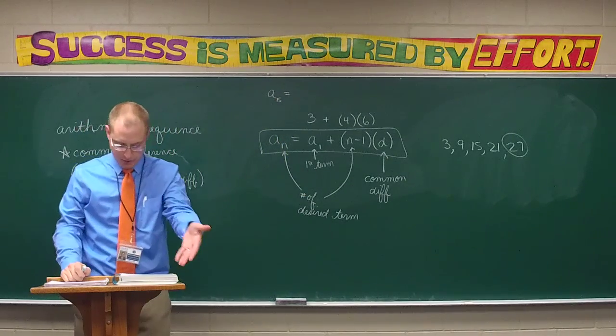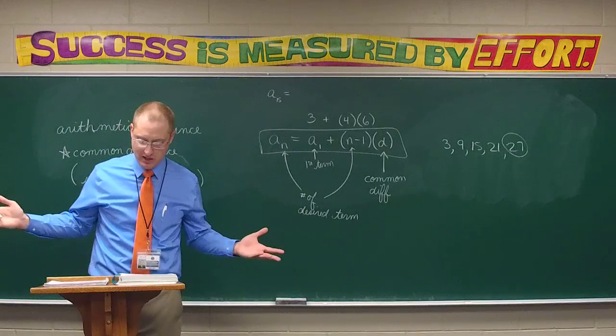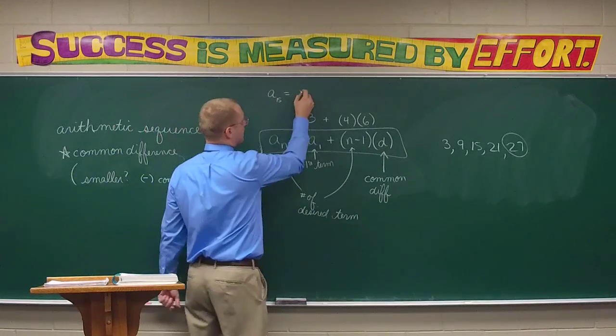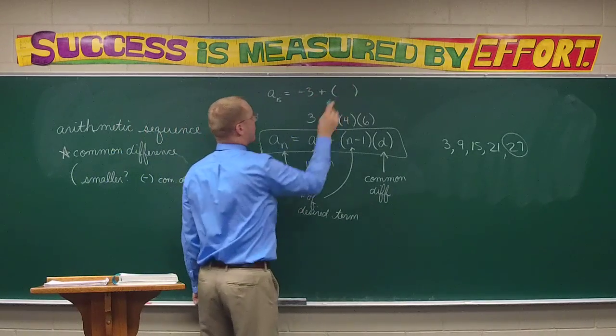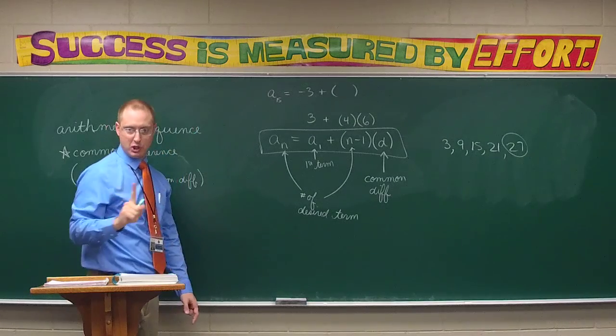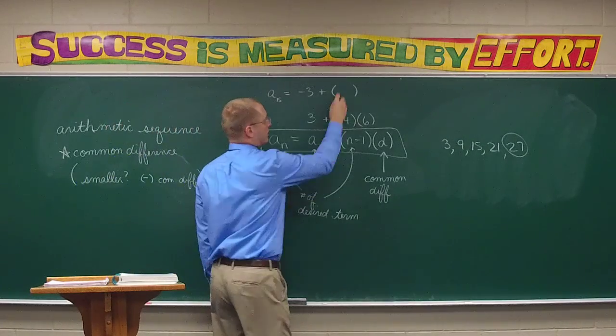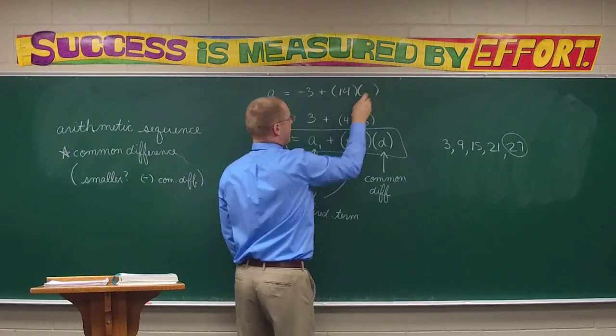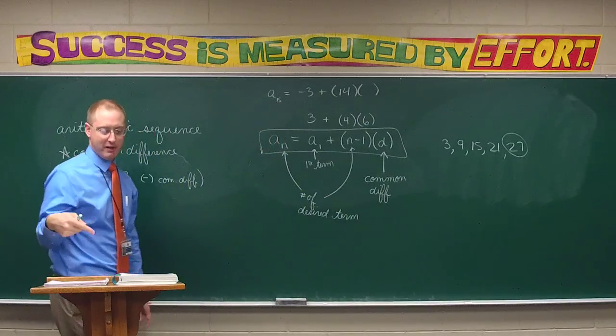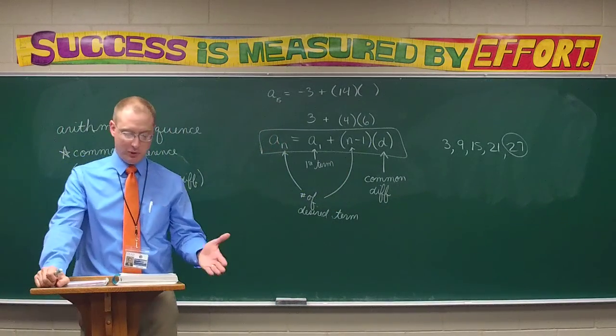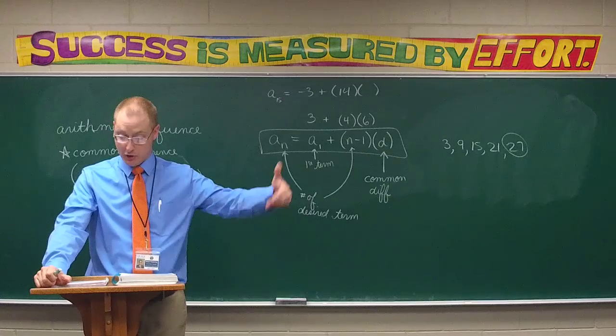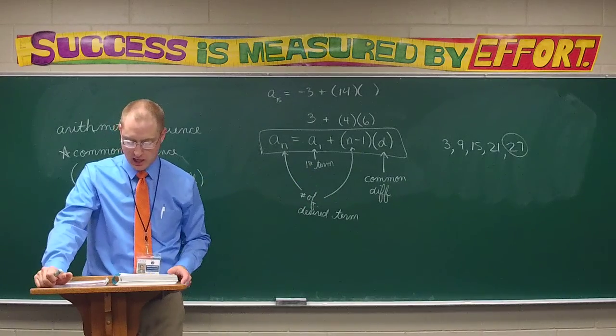Well, looking at the beginning of the sequence, we know what a sub 1 is, class. -3 plus, and we're going to take 1 less than the number of the term we're finding, 14. So 14 different times we're going to add the common difference, but they didn't tell us what it is. We've got to figure it out. To go from -3 to 2, or 2 to 7, 7 to 12, those are easy. What's the common difference, class?